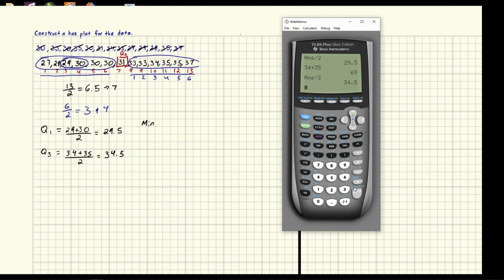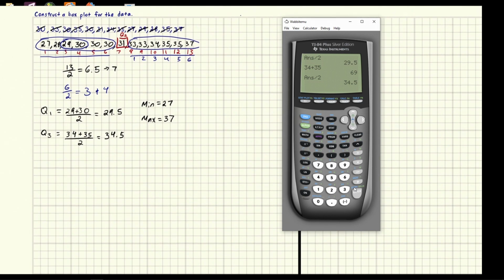Our minimum is 27, and our maximum is 37, right? We had to do that when we put them in order. So the first number is going to be our min. The last number is going to be our max. All right, so now we could do our chart.